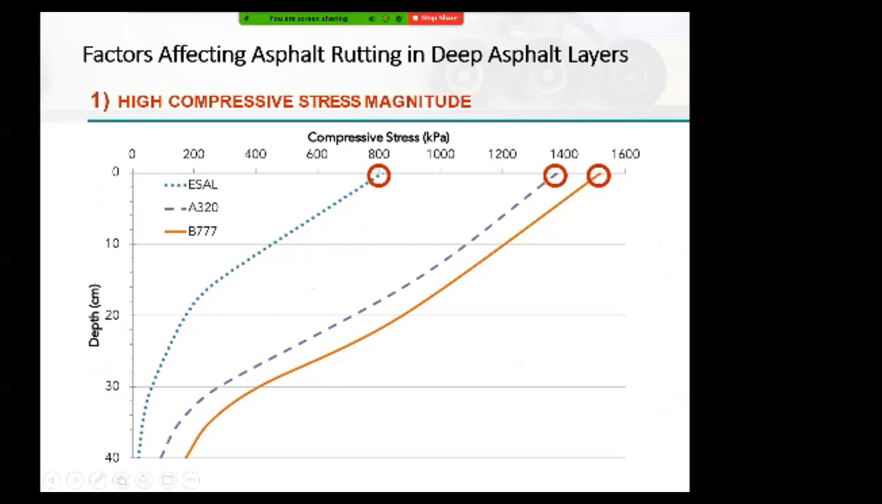So here, what you see in this graph is that I'm comparing the stress profile along the depth of an ESAL, an 80 kilonewton ESAL or axle of a standard truck. I have the gear of an A320 and a gear of a 777, Boeing 777. First of all, you can see that the stresses on the contact area on the surface are approximately twice as high as that of a truck, of an ESAL. So you're talking about double the applied stress at the surface on top.